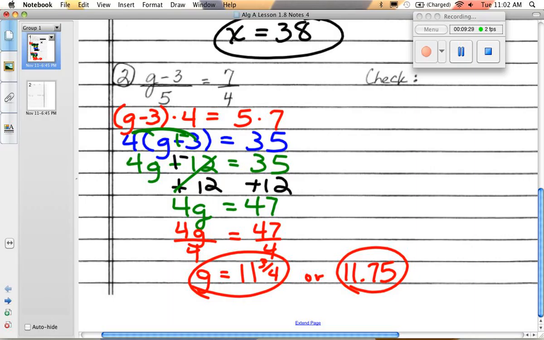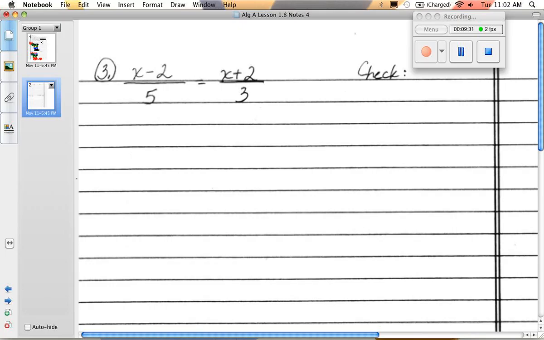Okay, let's go to the back side. Got one more to do, but this time notice what's going on. Remember, we're not doing the check problems. You can cross that out. We got 2 numerators that have 2 terms each in them. So this time, we're going to do 2 sets of parentheses in our problem. We have x take away 2 times that denominator 3, and we have x plus 2 times that denominator 5.